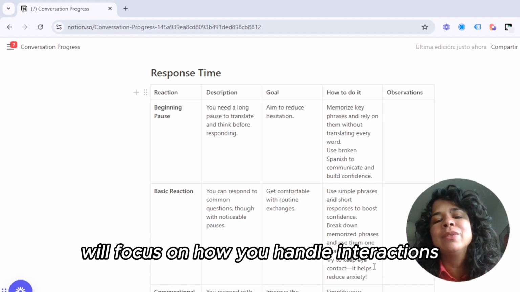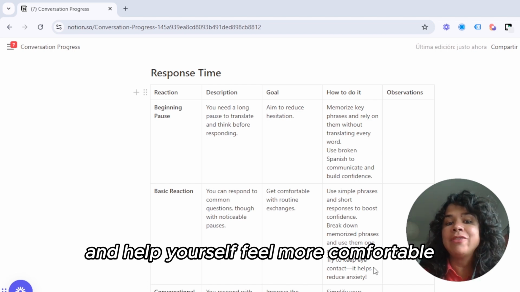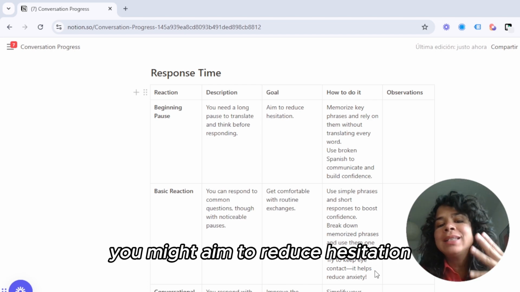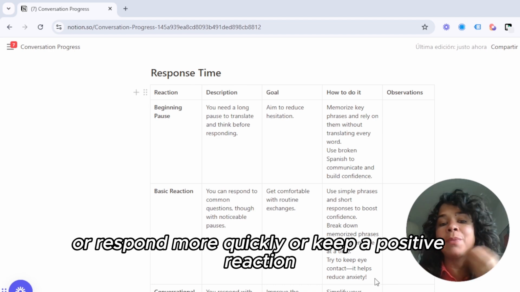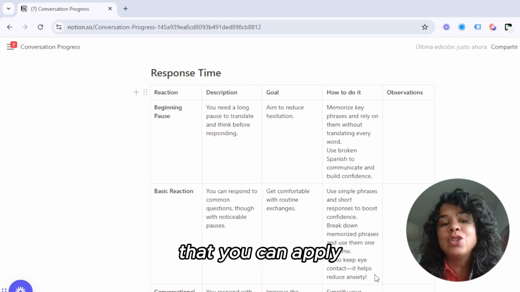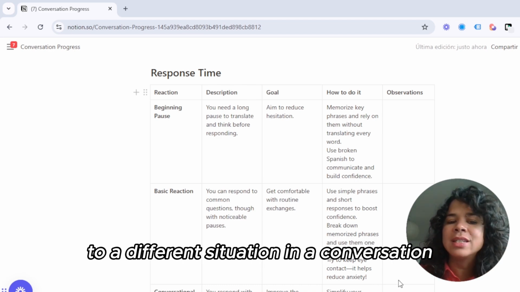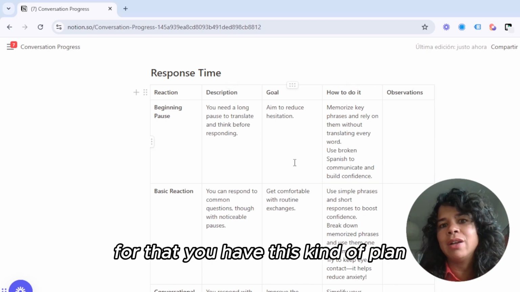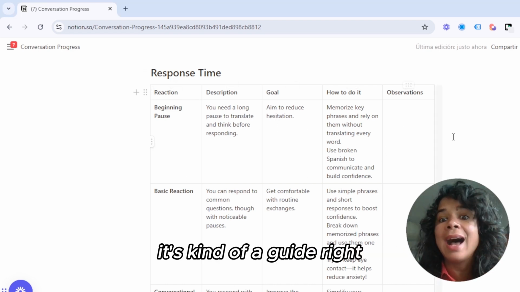Your goals here will focus on how you handle interactions and help yourself feel more comfortable. You might aim to reduce hesitation or respond more quickly or keep a positive reaction that you can apply to a different situation in a conversation. For that, you have this kind of plan. It's kind of a guide, right?